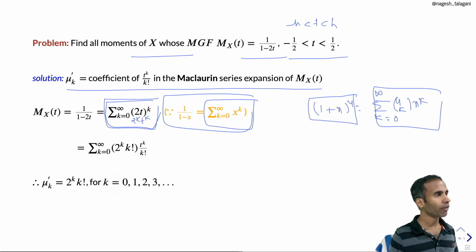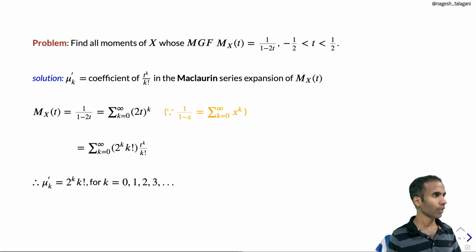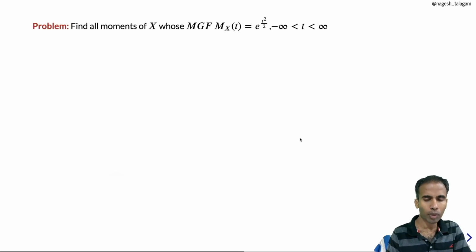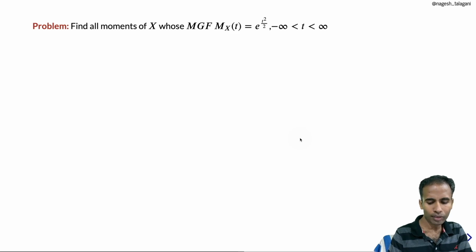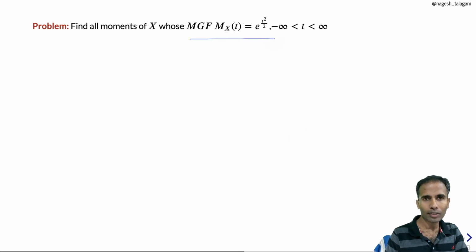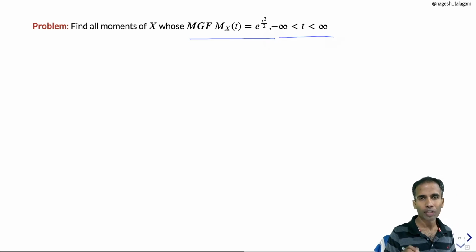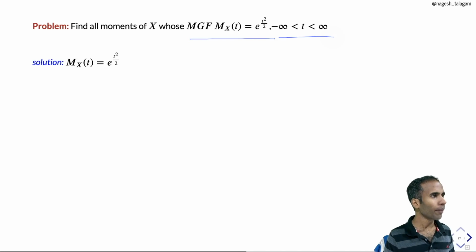Okay, fine. Here is another problem. Find all moments of X whose MGF M_X(t) equals e to the power t square by 2, which is defined for all t from minus infinity to infinity. Here is the MGF, M_X(t) equals e to the power t square by 2.